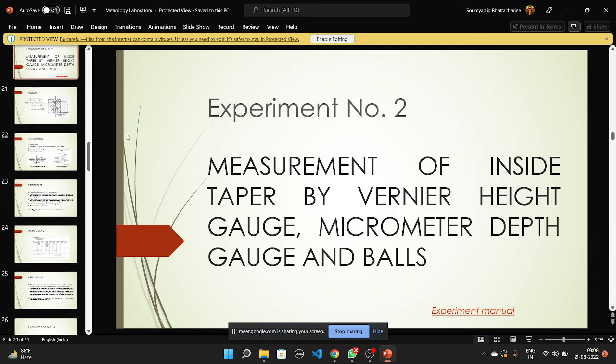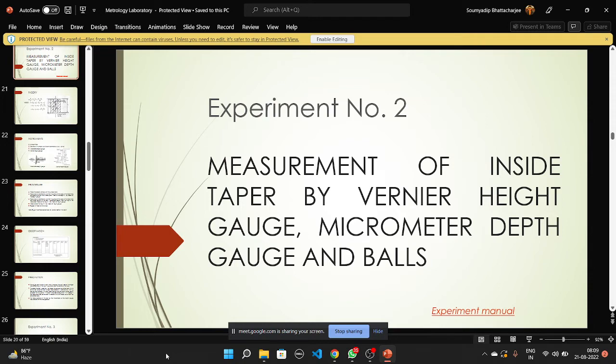And slip gauges is an example of end standard. End standard and line standard. I think you know the difference between the end standard and the line standard. What is line standard? An example of line standard is the graduated scale that you are using from your childhood. You are taking the measurement in between two engraved lines, but when you are taking the measurement between two end faces, that becomes the end standard. So the end standard that you have used in your calibration experiment was the set of slip gauges that was there in the outside micrometer calibration.